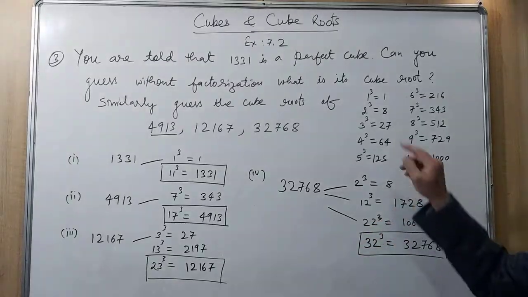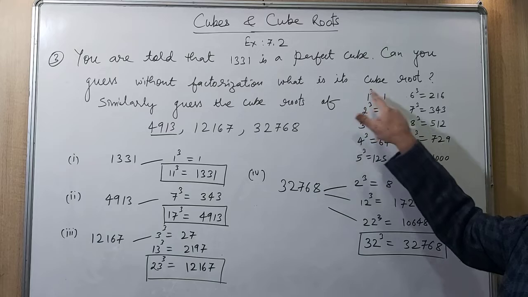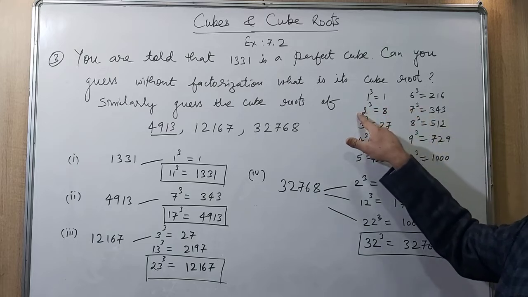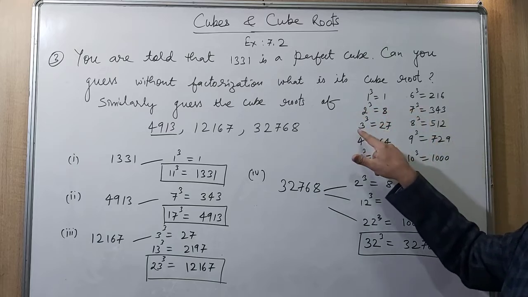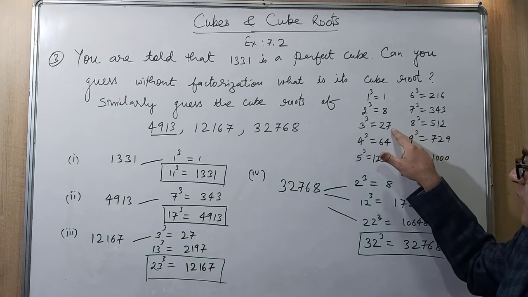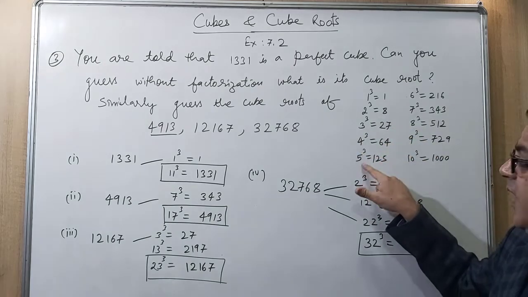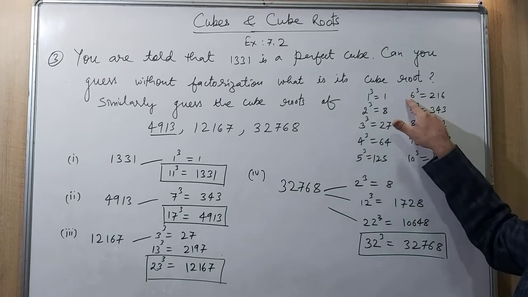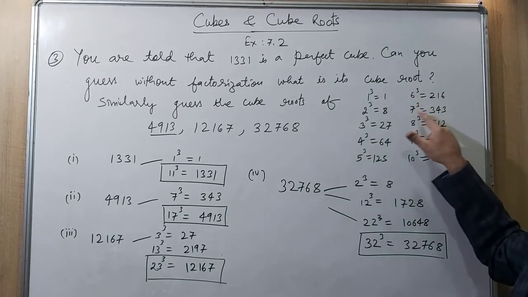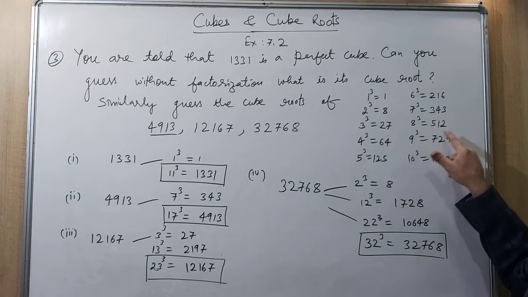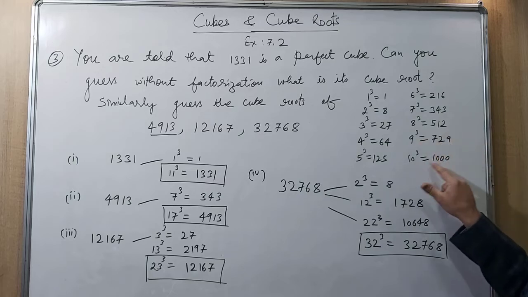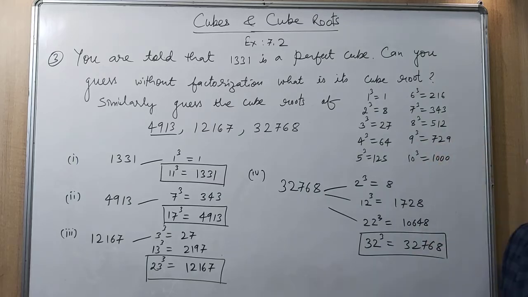So you can see here, 1's cube ends with 1, cube of 2 ends with 8, cube of 3 ends with 7, cube of 4 ends with 4, cube of 5 ends with 5, cube of 6 ends with 6, cube of 7 ends with 3, 8 ends with 2, 9 ends with 9, 10 ends with 0. So you can see here one rule is there.